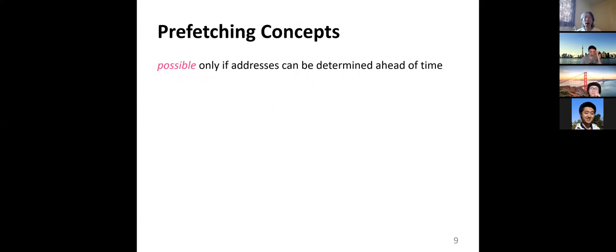So what are the key prefetching concepts? Prefetching is possible only if addresses can be determined ahead of time. If it's completely random, prefetching won't work. There is a metric called coverage factor. This is simply the fraction of misses that are prefetched. For example, if I had 100 misses before and prefetching was able to eliminate 50 of them, that gives me a 50% coverage factor, 0.5. This is how many misses could be covered, avoided, essentially.